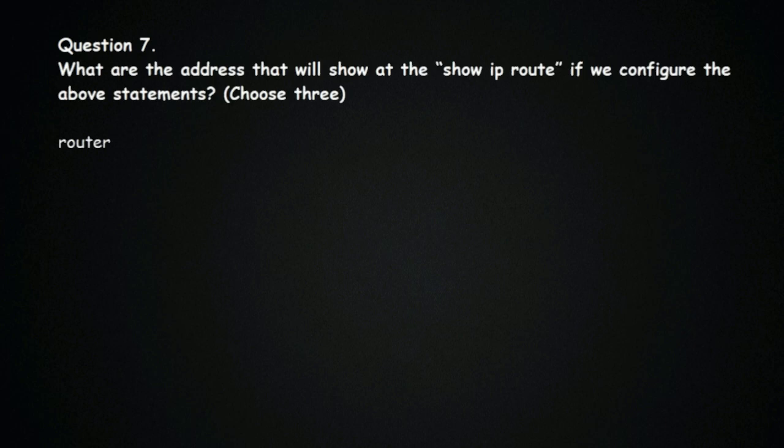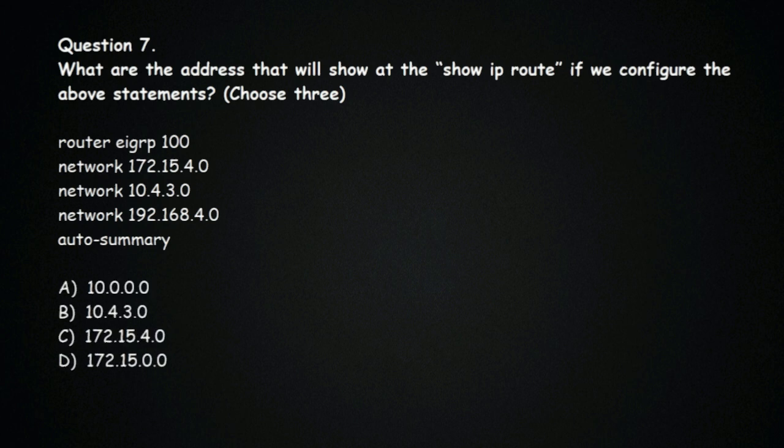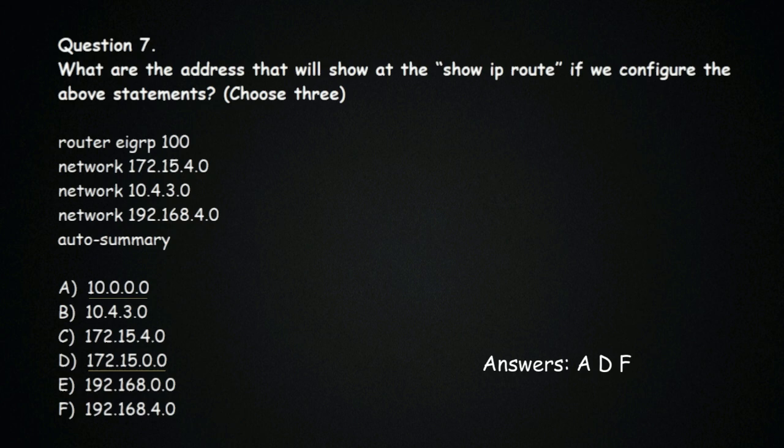Question 7. What are the addresses that will show in the show ip route output if we configure the above statements? Choose 3. Options. Answers are A, D, and F.